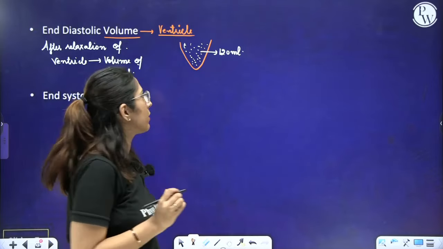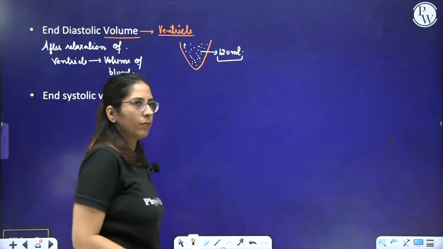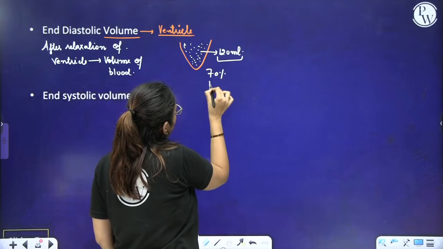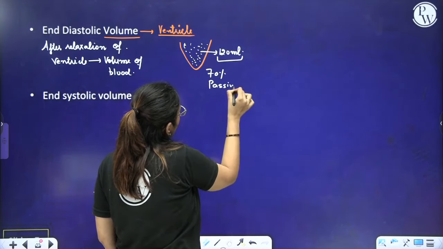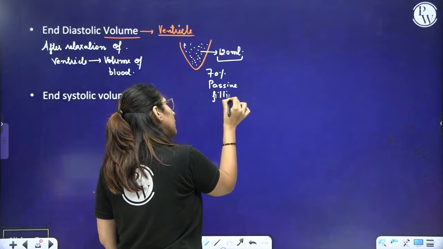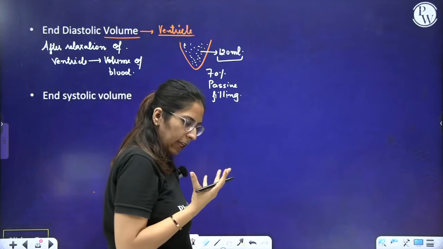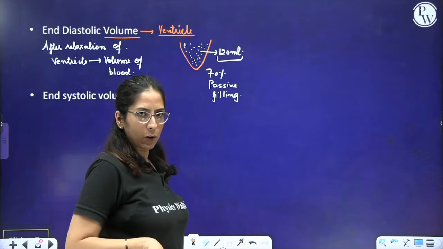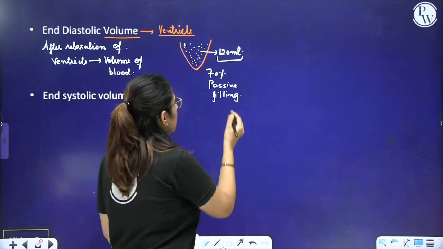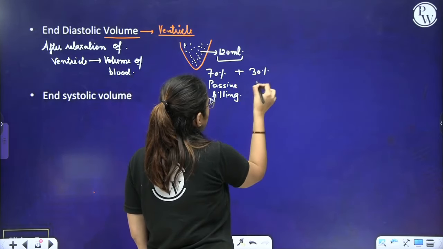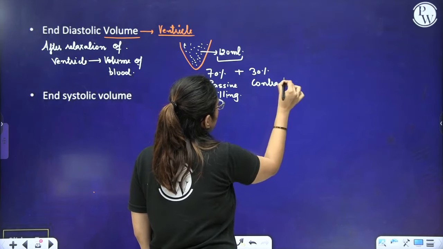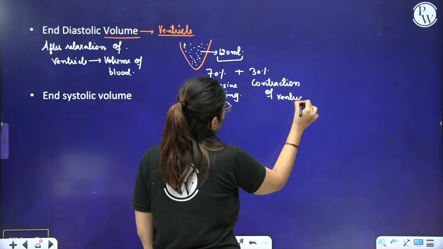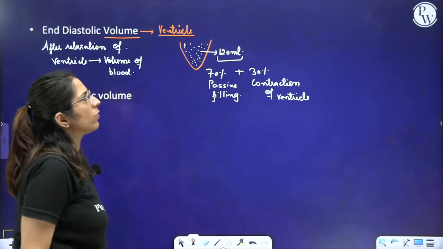One more concept I would like to discuss with you. This 120 ml, which is filled in the ventricle, 70% is because of passive filling, which means the atria are filling simultaneously and there is filling of the ventricles also. So 70% comes like this, plus 30% is by the contraction of the ventricle. Clear? So in total we are having 120 ml.